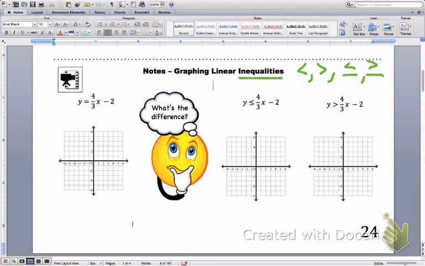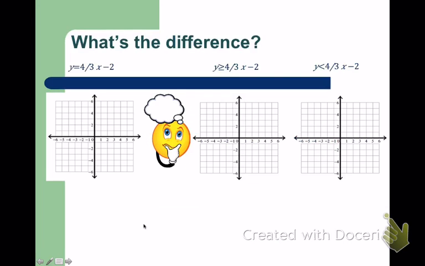These four symbols you should recognize as the less than sign, the greater than sign, the less than or equal to sign, and the greater than or equal to sign. These four symbols are called the inequalities, and our equal sign is called the equality. So let's get into our notes now.